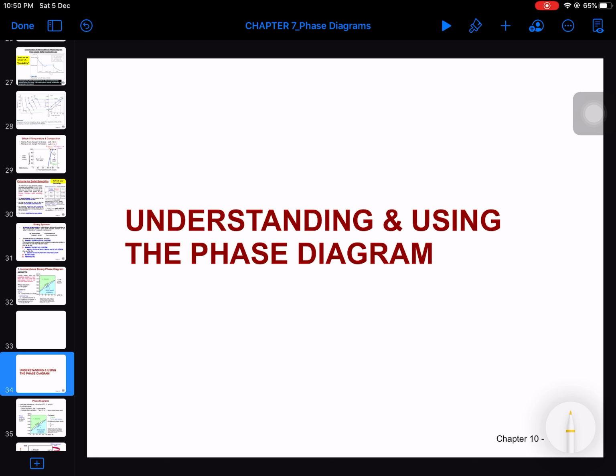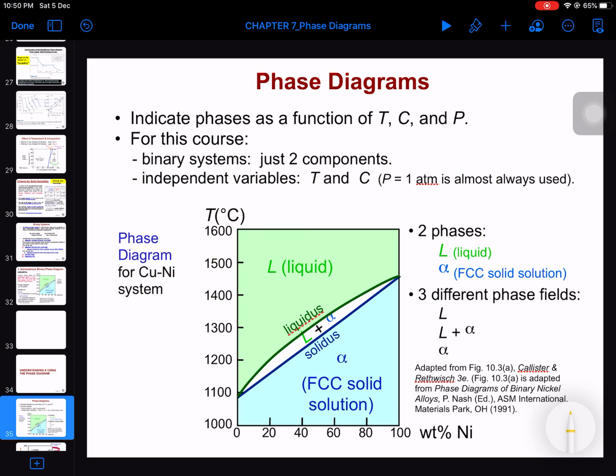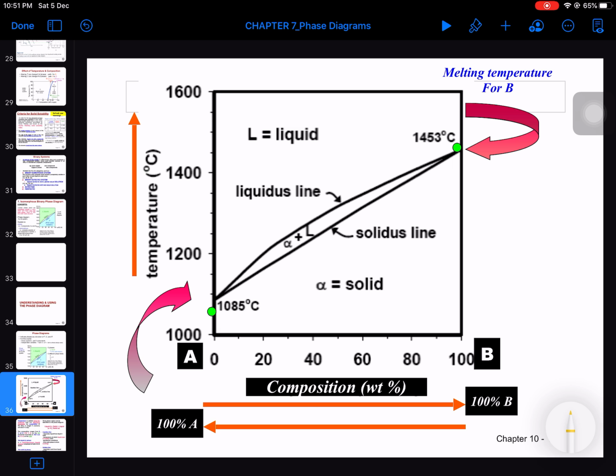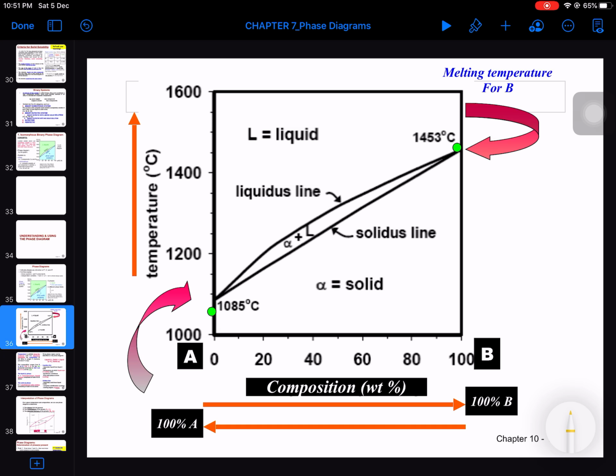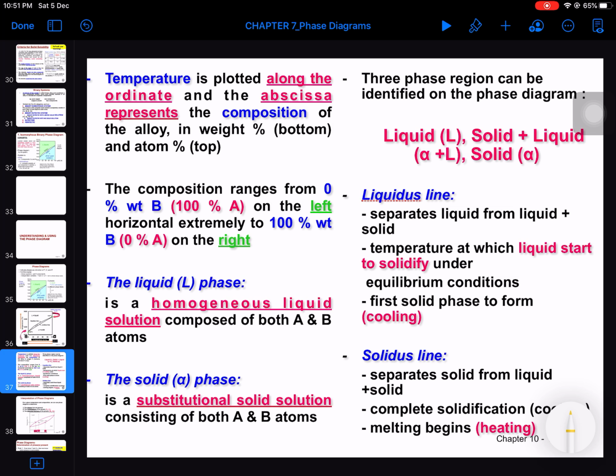Now we look at how to understand and use the phase diagram. Let's say we indicate phases as a function of temperature, composition, and pressure. I already mentioned that to you just now. Let's just move on. This is something that I already explained as well.